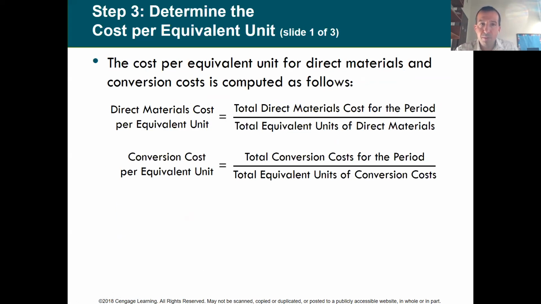Step 3 is we have to determine the equivalent rate per unit. So we take our total material cost and divide it by the total equivalent units. So total material cost divided by the total equivalent units, for both materials and for conversion.